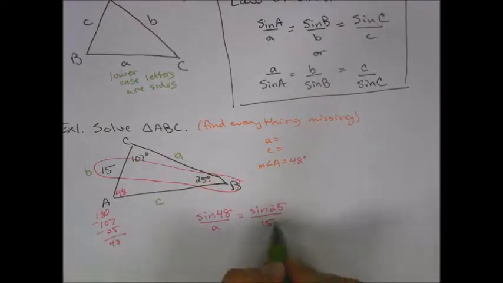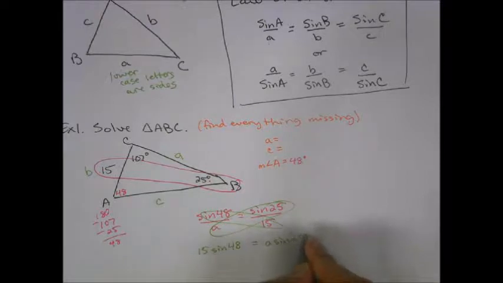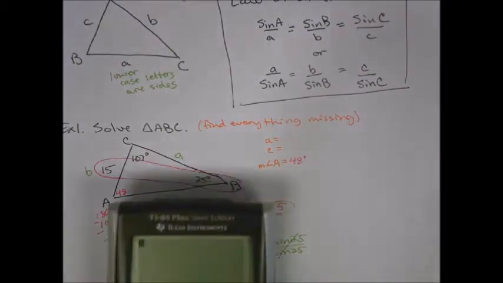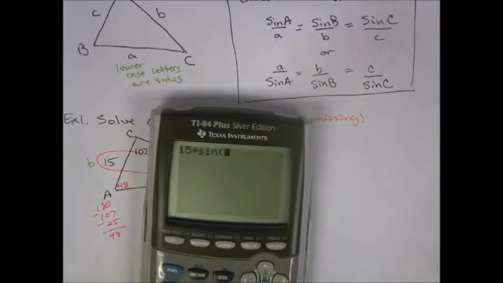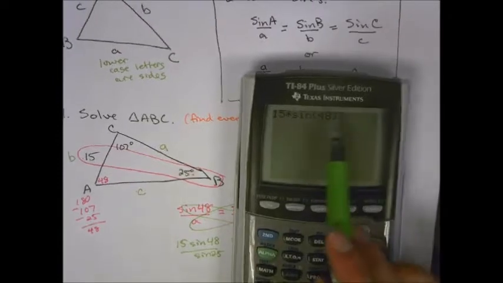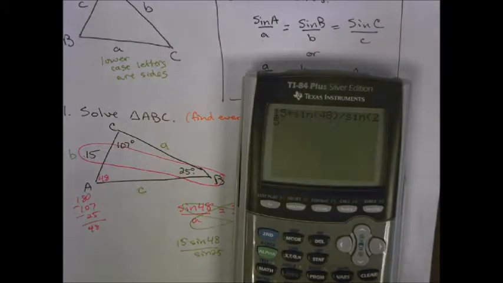We cross multiply. 15 sine 48 equals a sine 25. Divide both sides by sine 25. So a equals, and this is what we're going to plug into our calculator: 15 times sine 48, make sure you close that parentheses, divided by sine 25, close parentheses.